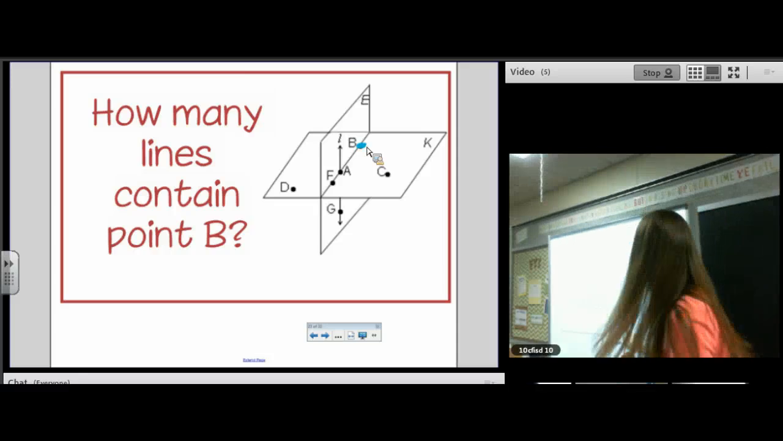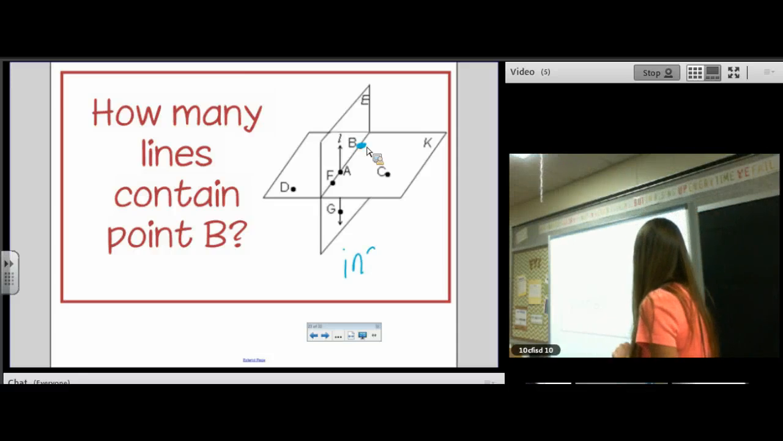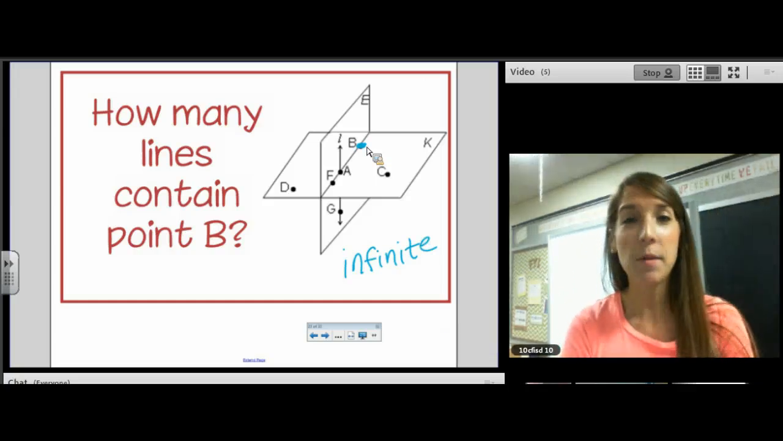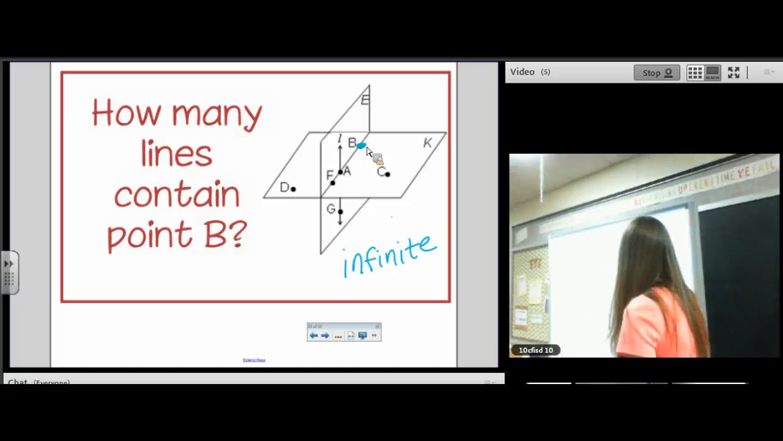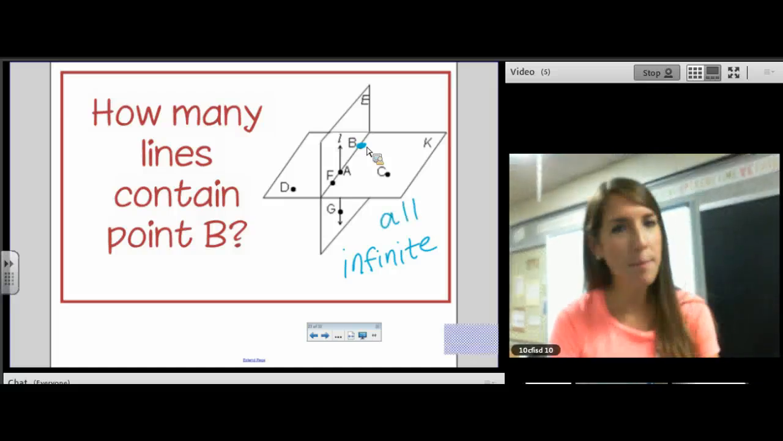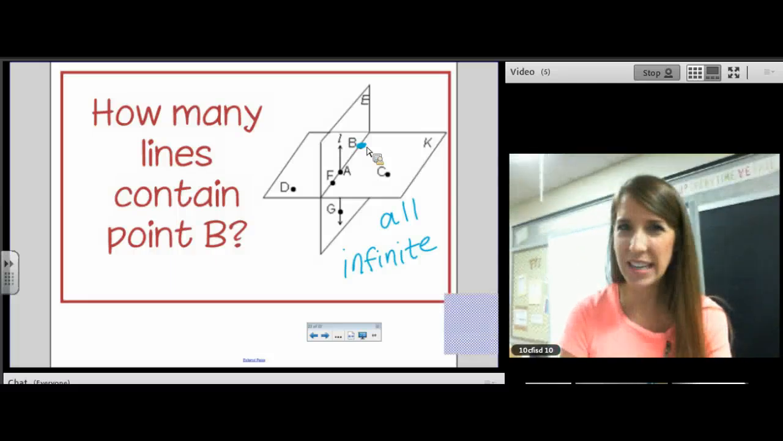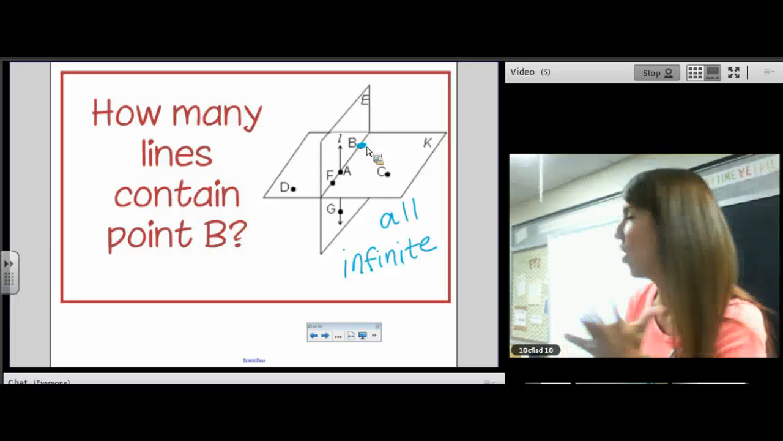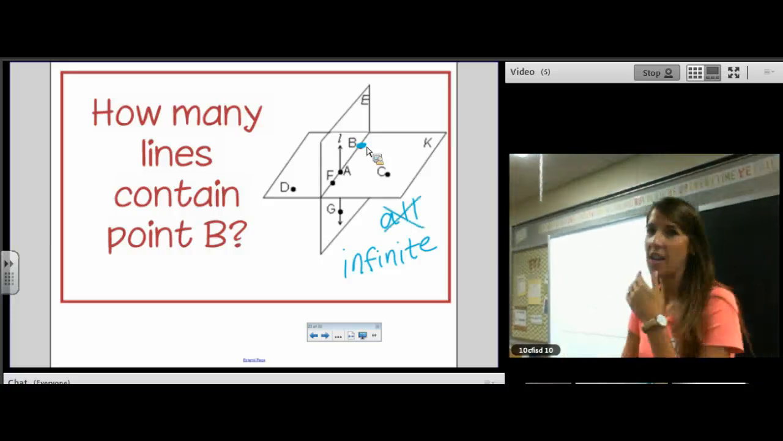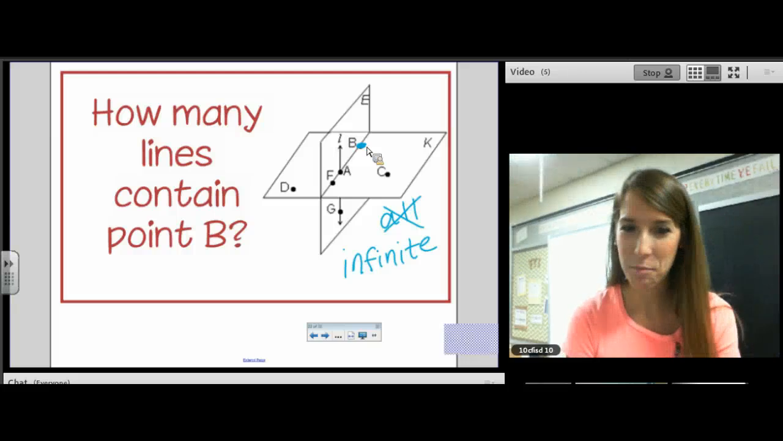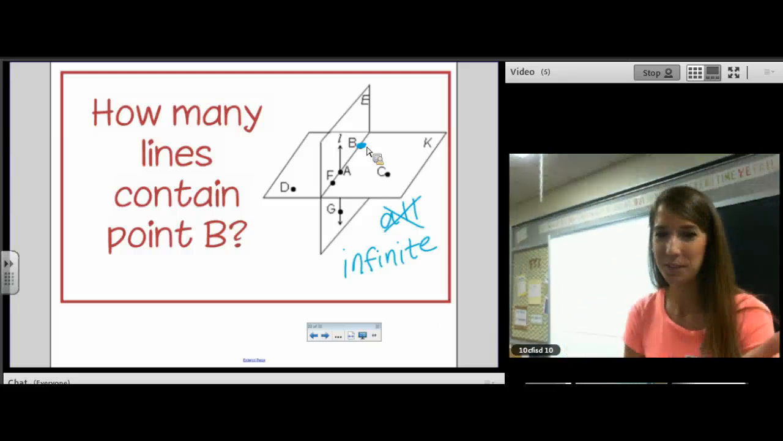It's our favorite word. Someone brought up a really good point. Someone put the word all in the chat. Do all lines contain point B? Is saying all the same as saying infinite? No. All lines do not contain point B, but an infinite number of lines contain point B. There is a difference. Careful.